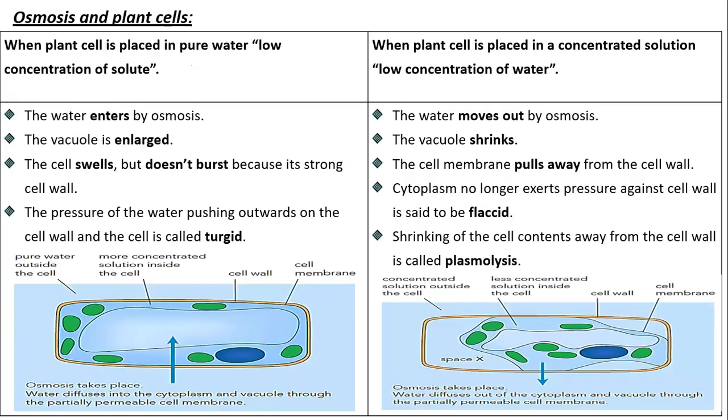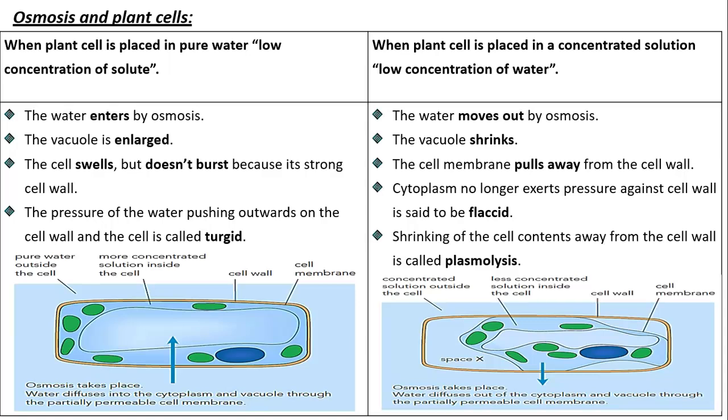Let's take a look at the plant cell. The plant cell follows the same rule. Pure water is considered more concentrated, which means that the water will move from the high to the low potential, which is inside the cell. But the plant cell has two privileges. The first privilege is that it has a big vacuole to store water. And the other privilege is the cell wall, which is very strong and prevents the cell from bursting.